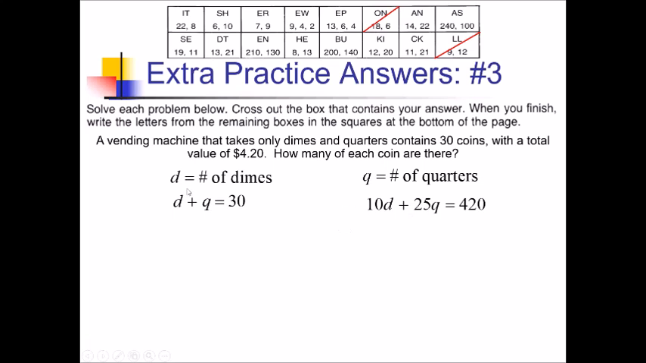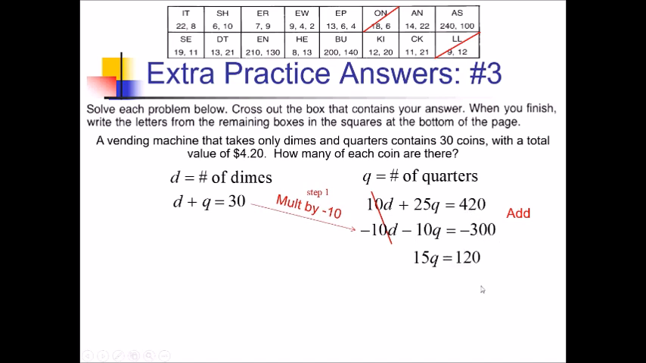To do that, I'm going to make this d over here a negative 10d, and I'll have to multiply that whole equation by negative 10. So that's negative 10d, which will cancel the 10d, negative 10q, and then 30 times negative 10 is negative 300. Adding these together, the d's cancel. I've got 25 plus negative 10 is 15q. 420 minus 300, that's going to be 120.